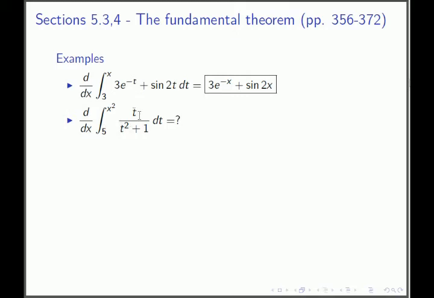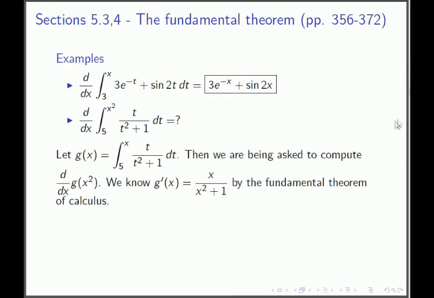The only thing different here, well, we have a slightly different function inside, but you'll notice that instead of having just x as this upper limit, we have x squared. And so we can't really use the fundamental theorem directly. Let's let g of x equal this area function that we would know how to compute the derivative of, namely from 5 to x rather than to x squared. Then what we're being asked for is the computation of the derivative of g of x squared. That would be this integral here. Well, we know by the fundamental theorem that g prime is equal to x over x squared plus 1, just replacing t with x in both spots here.